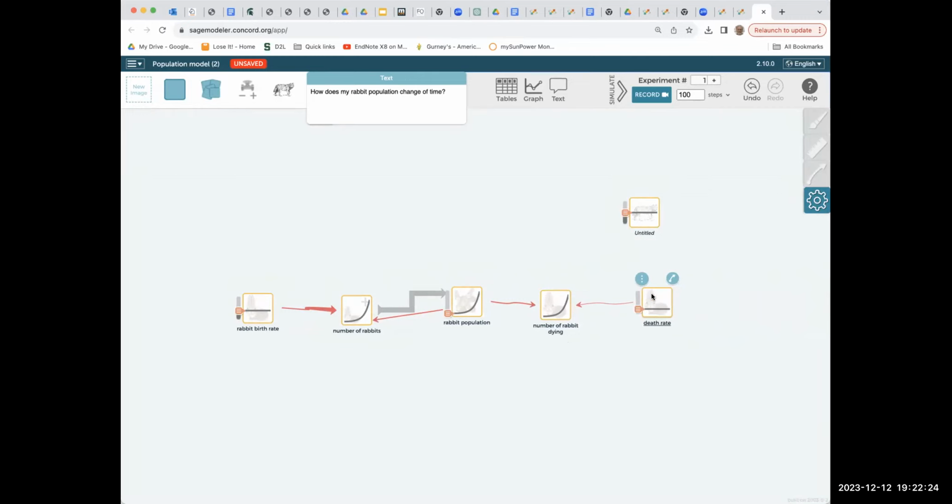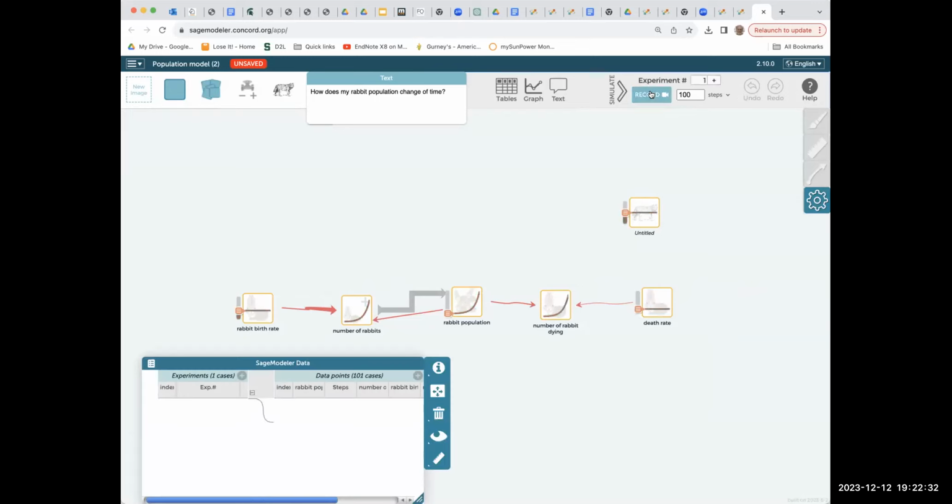So I'm just gonna basically say record, and we can watch what happens. Well, that doesn't look bad. It sort of looks like when my rabbit birth rate equals the number of rabbits, or goes to create more and more rabbits, because you'll see I have this big arrow, so that means more and more. In that case, I tend to get a nice exponential graph that really shows how the rabbit population grows.